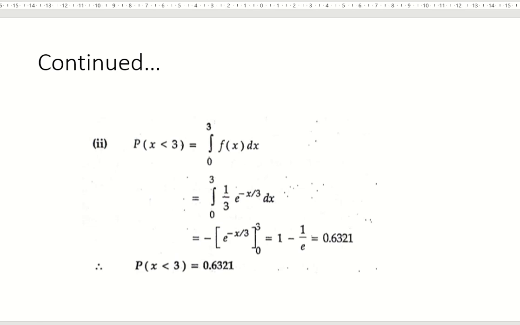See here all problems are similar. You just go through the remaining sums.